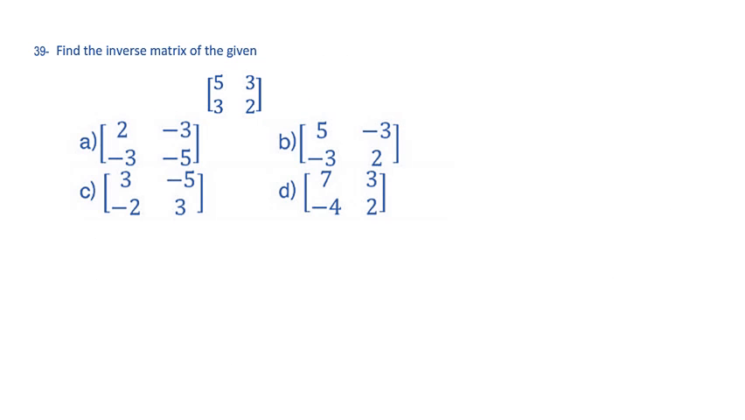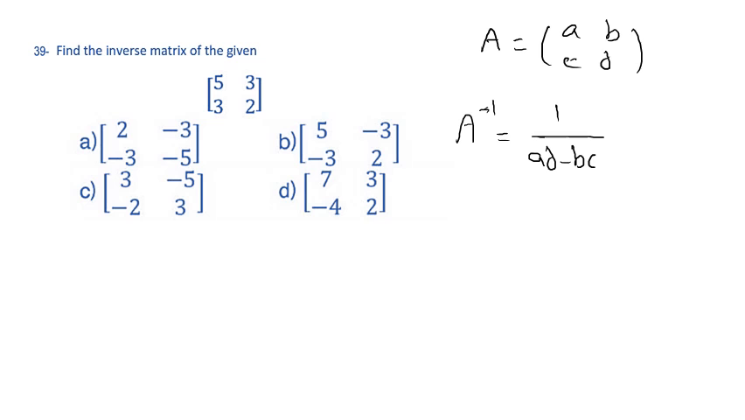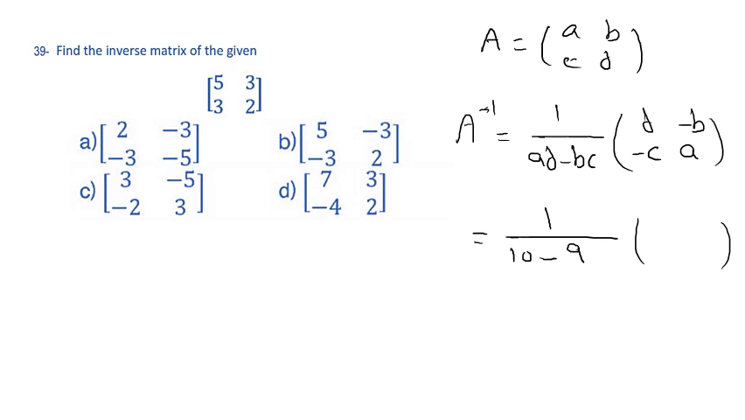Find the inverse of the matrix 5, 3, 3, and 2. To find the inverse of a matrix A, B, C, and D, its inverse is 1 divided by the determinant, and change the places of A and D, change the sign of B and C. So it's 1 divided by 5 times 2, which is 10, minus 3 times 3, which is 9. And change the places of 5 and 2, change the sign of 3 and 3. So it's 2, negative 3, negative 3, and 5. I think here's the answer, but it's not negative 5. It's a positive 5. So the right answer is A.